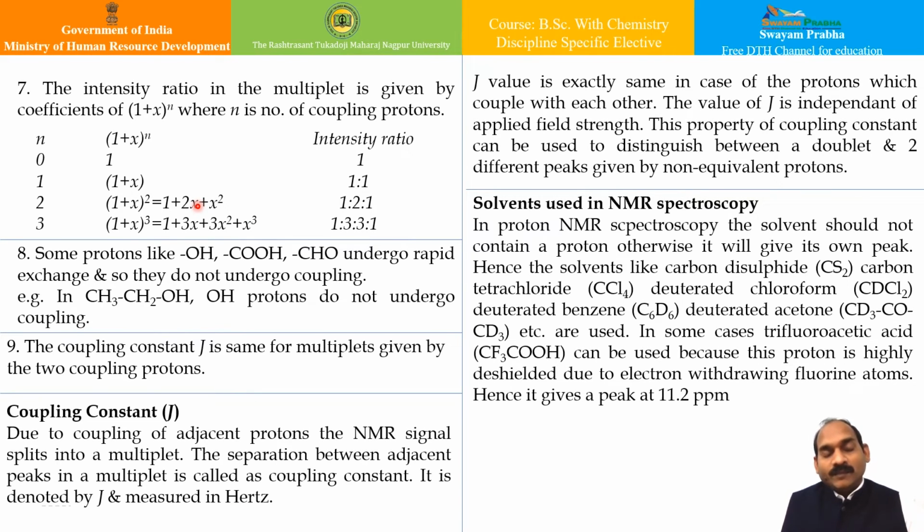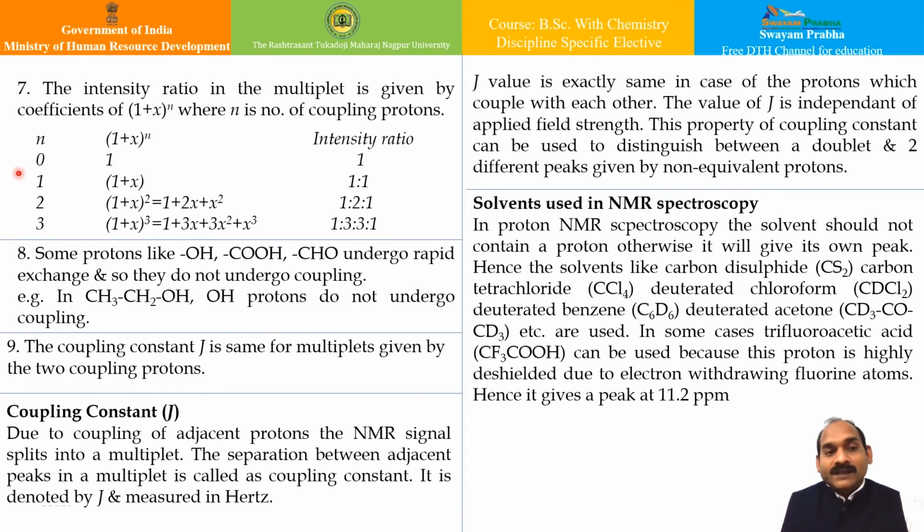In spin-spin coupling, the signal splits, and the intensity ratios of the split signals in the multiplets are given by the Pascal triangle. Now, on what basis does this Pascal triangle give you the signal? Basically, the intensity ratio in the multiplet is given by the binomial form of 1 plus x to the power n, where n is the number of coupling protons. If you do not have a proton, that is when n is 0, anything to the power 0 will be 1, and therefore you will get a single peak.